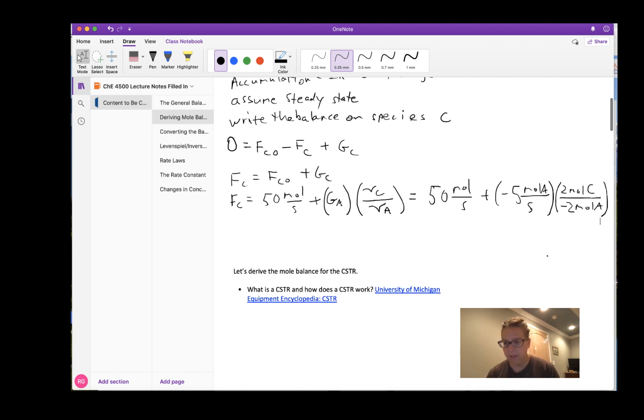So this now allows me to solve my problem. The two negative signs cancel out, the two factors of 2 cancel out, so I basically have FC is equal to 55 moles per second. And that's my answer.